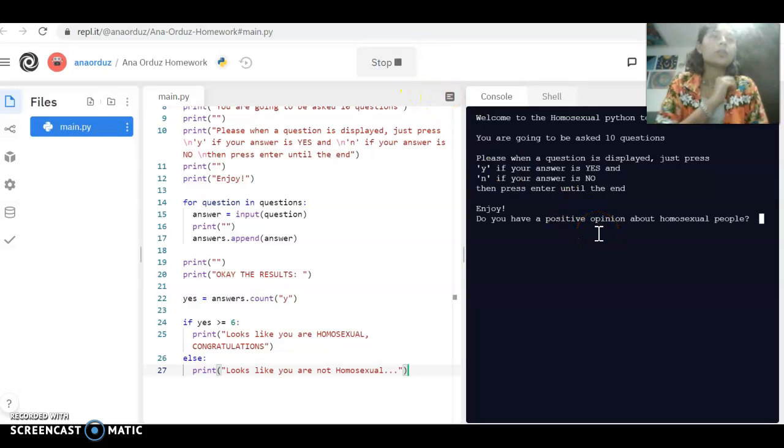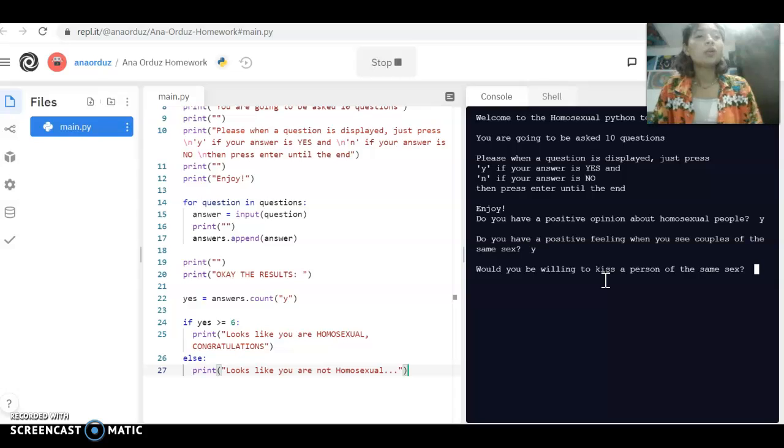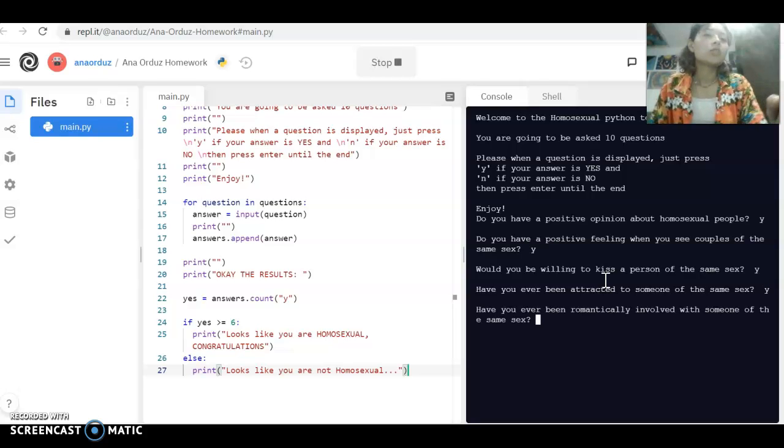Okay, so: do you have a positive opinion about homosexual people? I'm going to put Y for yes and enter. Do you have a positive feeling when you see couples of the same sex? Yes, enter. Would you be willing to kiss a person of the same sex? I'm going to put yes again. Have you ever been attracted to someone of the same sex? Yes. Have you ever been romantically involved with someone of the same sex? I'm going to put N, which means no, obviously.